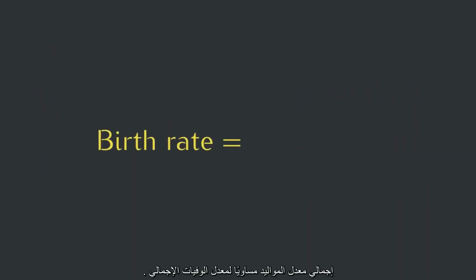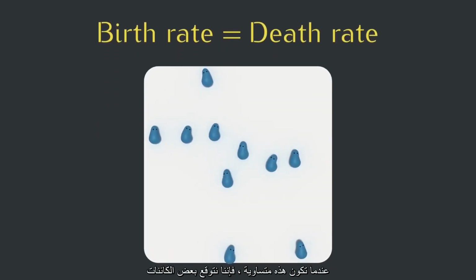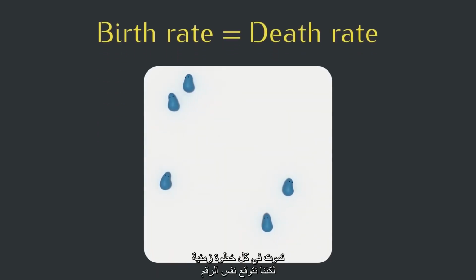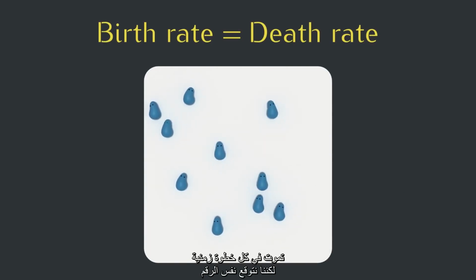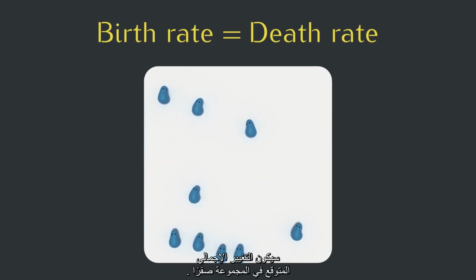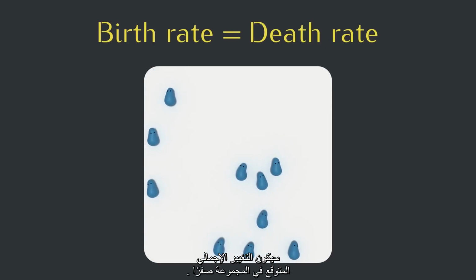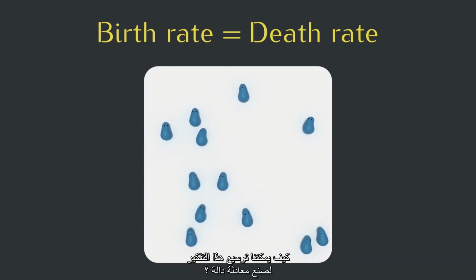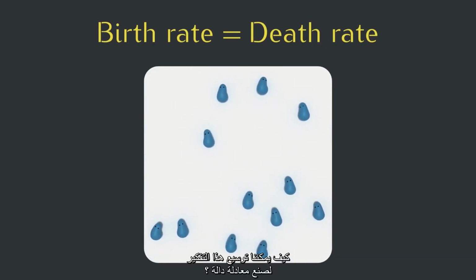The starting point from before was to set the total birth rate equal to the total death rate. When these are equal, we expect some creatures to die each time step, but we expect the same number to appear to replace them. The overall expected change in the population would be 0. So how can we extend this thinking to make a function equation?